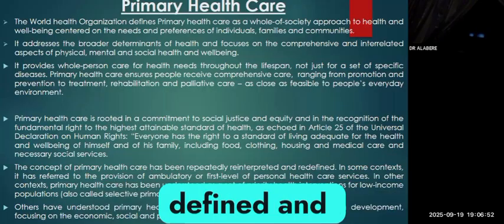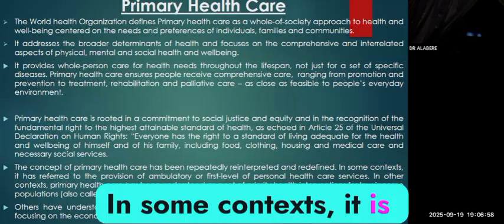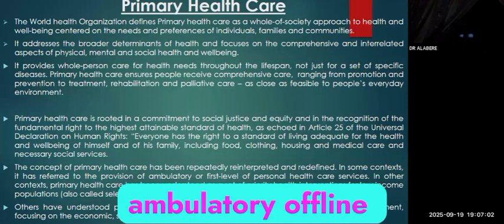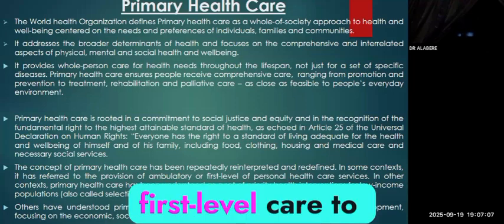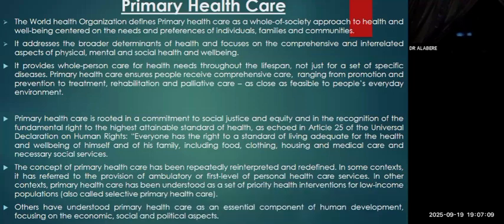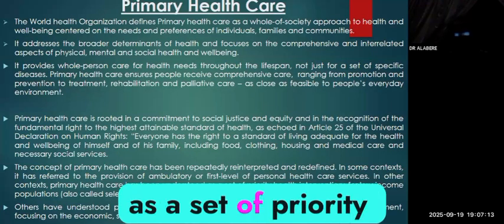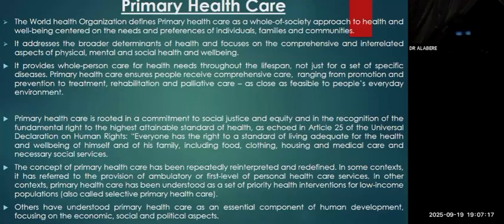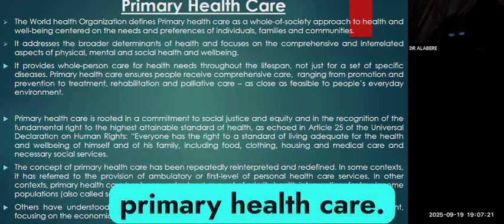So it has been defined and reinterpreted in so many ways. In some contexts, it is referred to as the provision of ambulatory, first level care to people. In some other contexts, it's understood as a set of priority health interventions for low-income populations. In such situations, they call it selective primary health care.